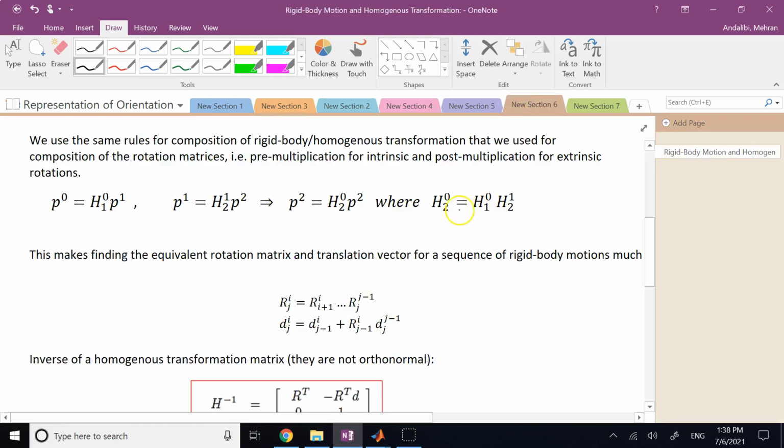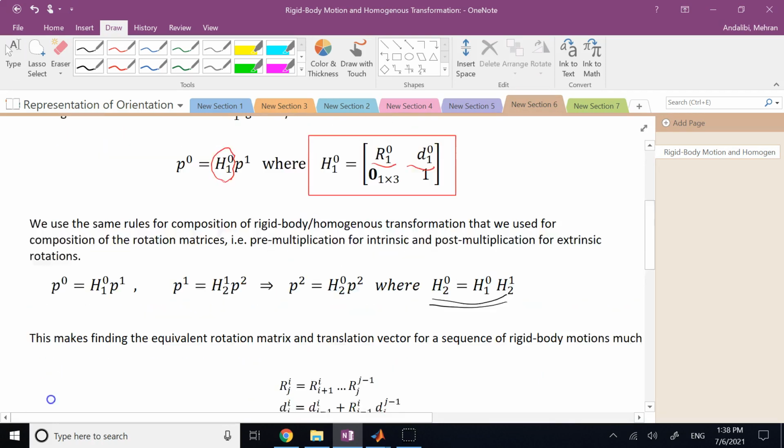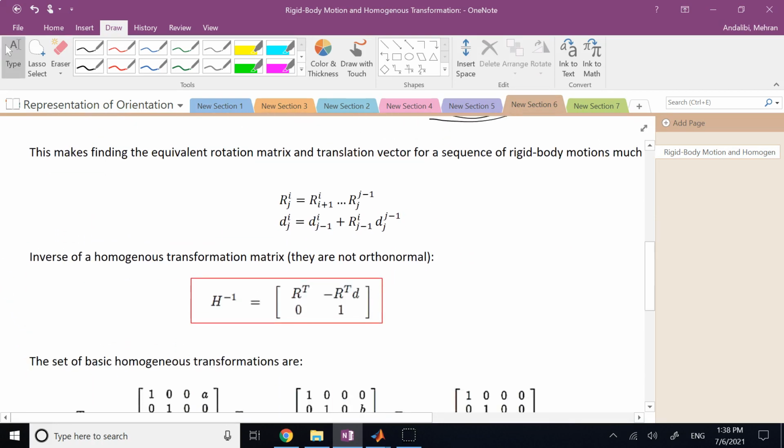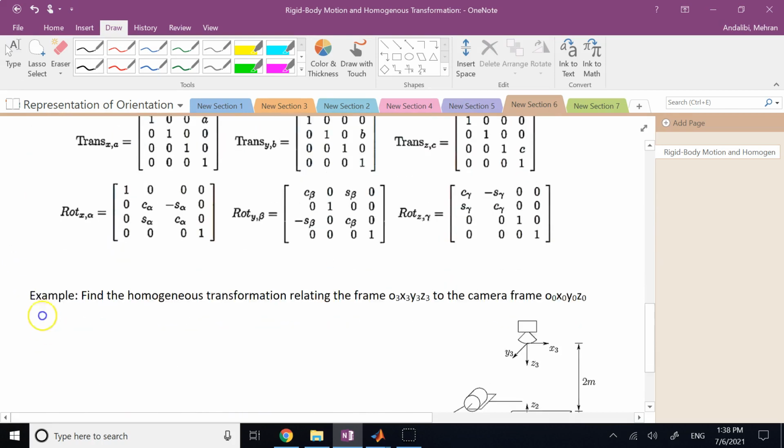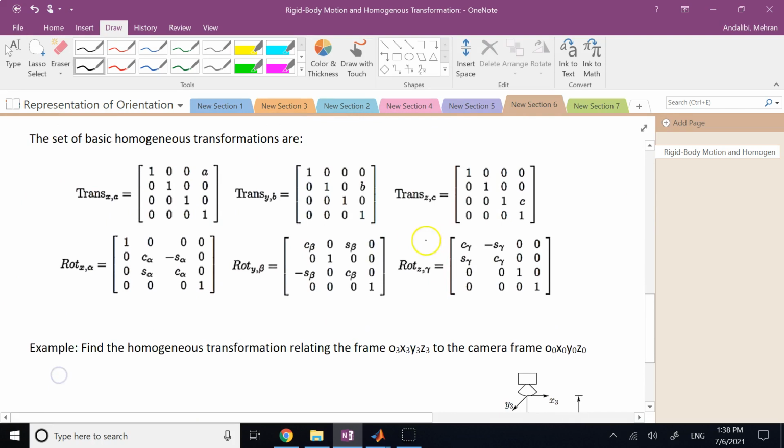And that is very convenient. Okay, so you can combine them. Now, before we get into any other thing about their inverse and everything, let's take a look at some of the fundamental homogeneous transformation matrices.